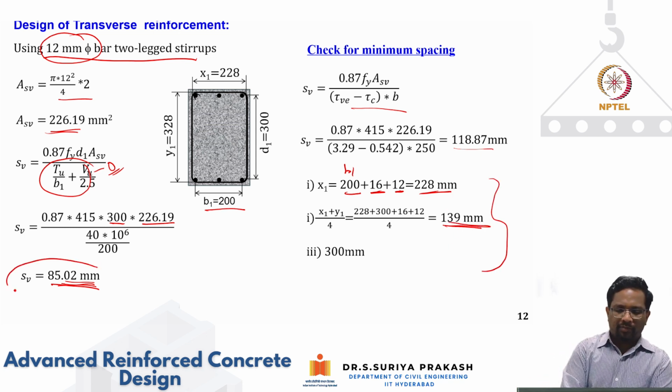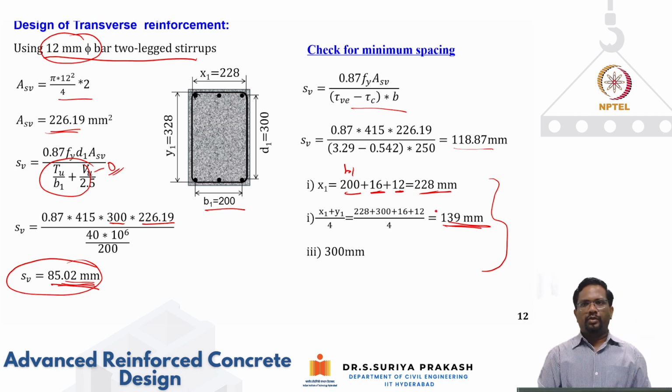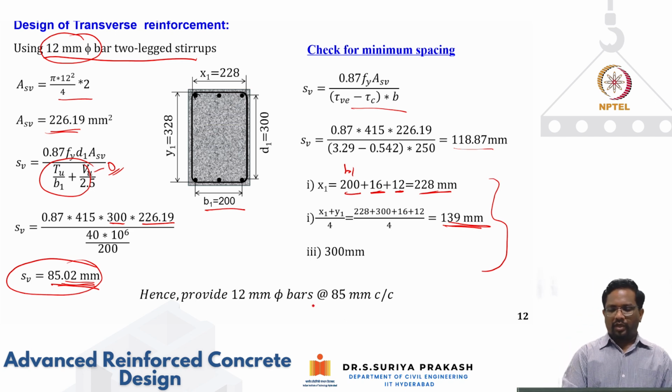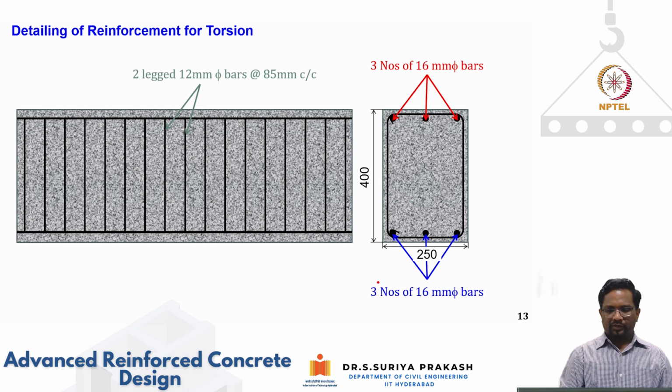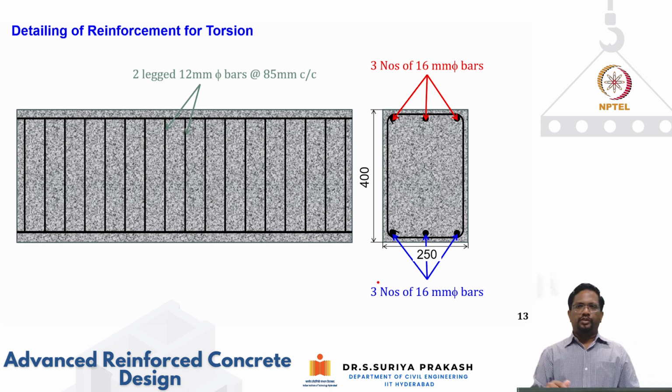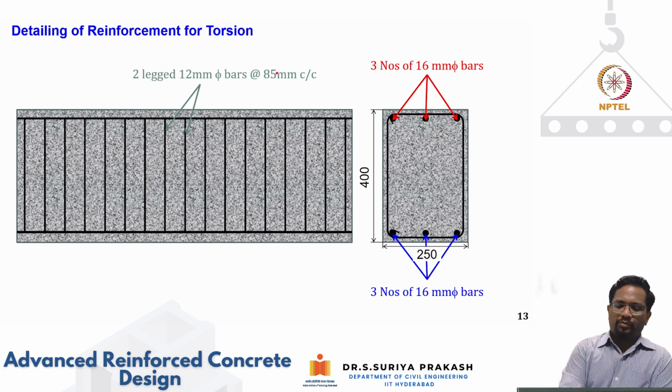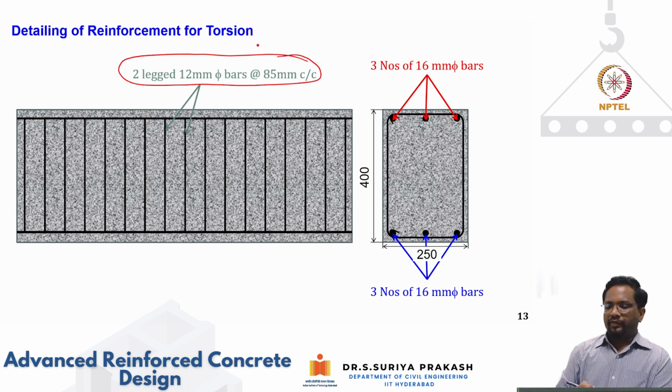Anyway, what we are providing is 85 mm, which is less than 139 mm. So which is okay, right? So we can provide 12 mm bar at 85 mm on center for transverse reinforcement. So the overall detailing works out to be this for pure torsion. So you need to provide reinforcement for the entire length of the member, right? And you put two-leg 12 mm diameter bar at 85 mm center.